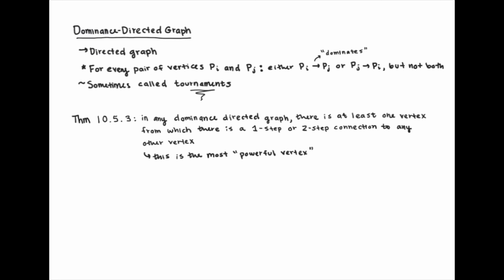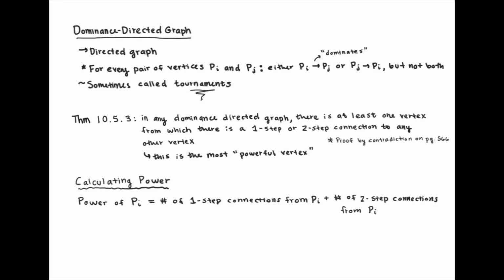Theorem 10.5.3 tells us that in any dominance-directed graph, there is at least one vertex from which there is a one-step or two-step connection to any other vertex. We call this vertex the most powerful vertex, but the question is, how can we calculate the power of each vertex? The power of pi is the number of one-step connections from pi plus the number of two-step connections from pi. Therefore, the power of pi is the sum of elements in the ith row of A, which can be found by adding the matrix M to the matrix M squared.